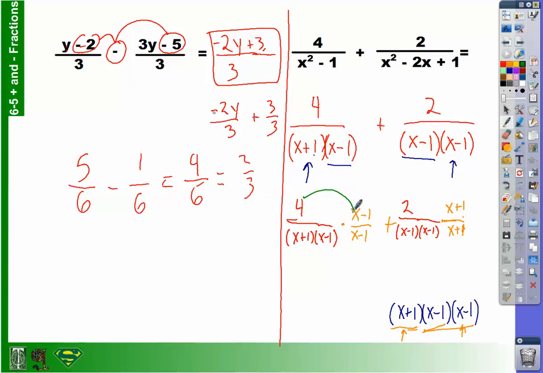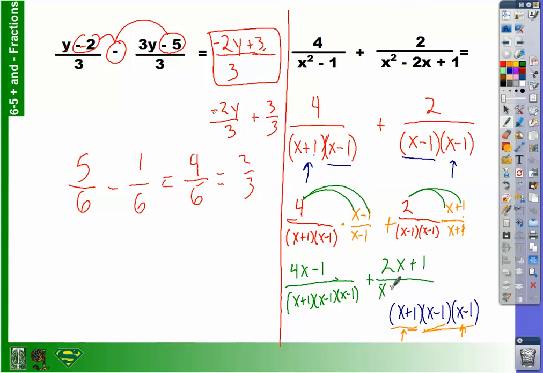So we have 4 times x, 4 times -1. And so I end up with 4x minus 4 over my common denominator, x plus 1 times x minus 1 times x minus 1. And I'm going to add that to this. Distribute the 2. 2 times x is 2x. 2 times 1 is 2, over my common denominator, x plus 1 times x minus 1 times x minus 1.